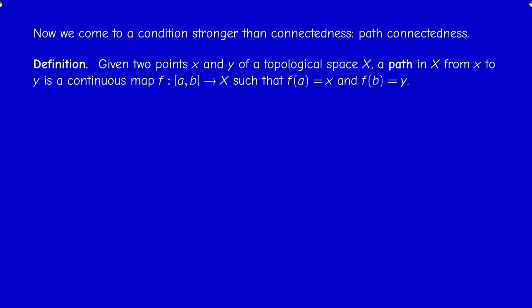If we have a topological space, capital X, and 2 points, small x and small y in capital X, a path joining small x to small y is just a continuous map f from a closed interval [a,b] of the real line into the space, such that initially f of a is x and the other endpoint f of b is y. Okay, so here's a picture if you like.